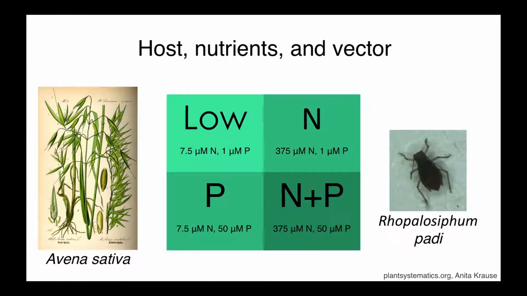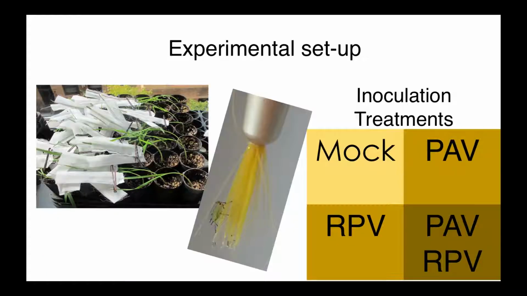So I used oat plants in the lab grown in 4 different nutrient treatments: low nutrients, nitrogen, phosphorus, and an increase in both. And then the vector that I used that works for both of these viruses is the aphid. The oat plants had cages on them where we put the aphid vectors, and they were either mock inoculated from healthy plants, or they had RPV, PAV, or we had some vectors with PAV and some with RPV, so we could co-infect the plants that way.